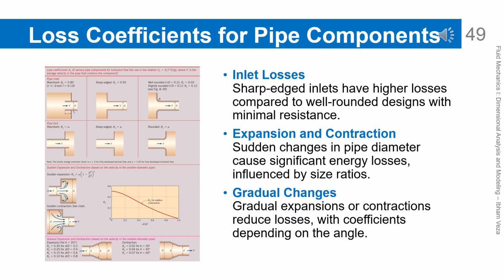Loss coefficients for pipe components. Sudden changes in diameter, such as expansions or contractions, cause significant energy losses. Sharp inlets have higher loss coefficients compared to well-rounded inlets. Gradual changes produce smaller losses. The magnitude of the loss coefficient depends on the diameter ratio and the transition angle. This concept is important in designing efficient pipe transitions.